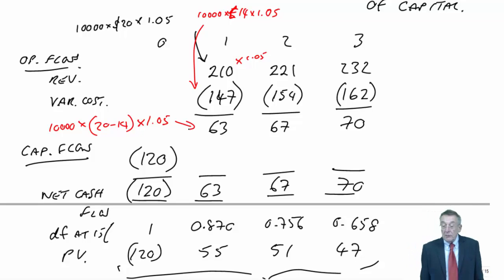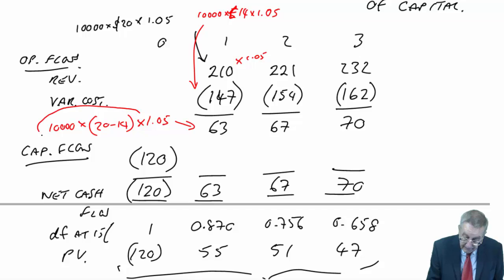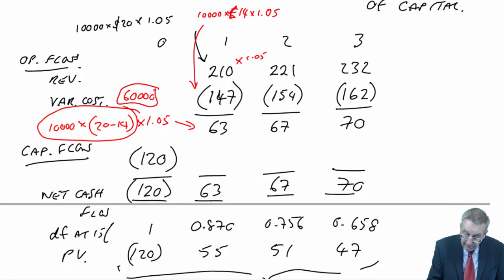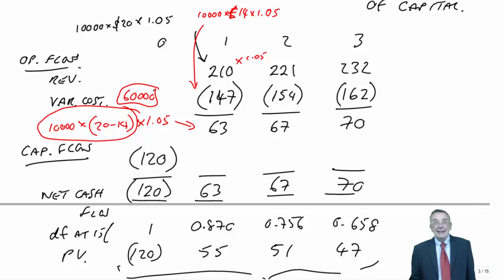Now, nothing new there at all. That's just a simpler version of exercise 4. However, think about it. The net cash flow at current prices was 60,000 at current prices.